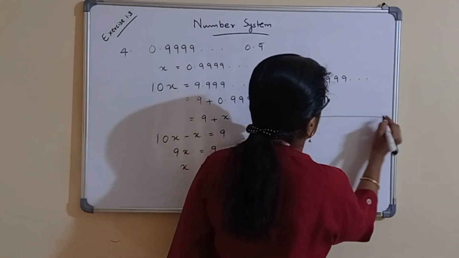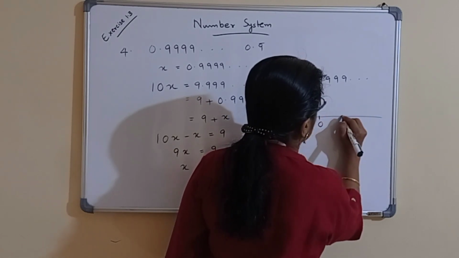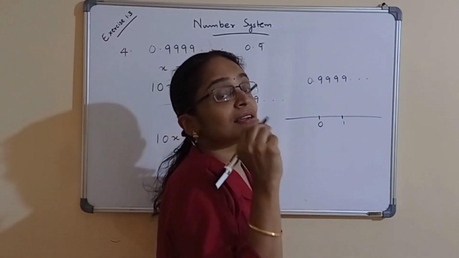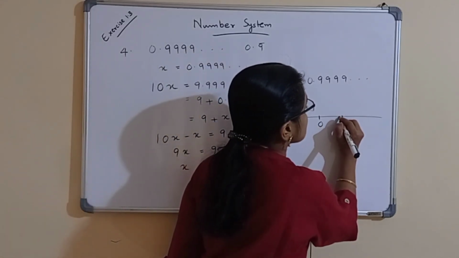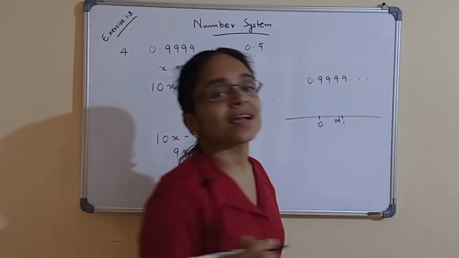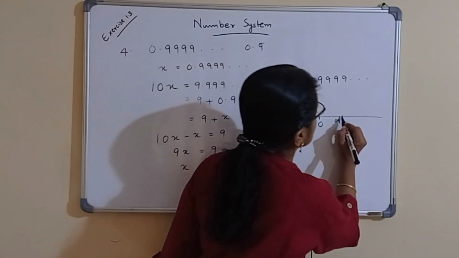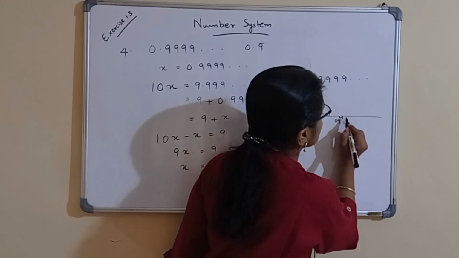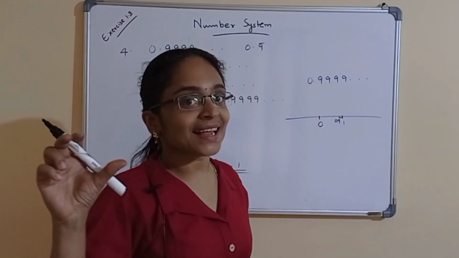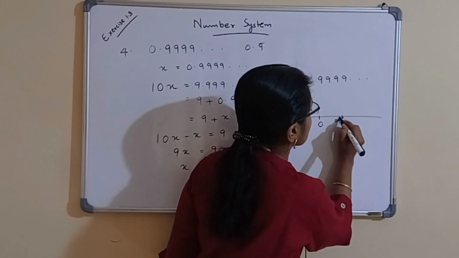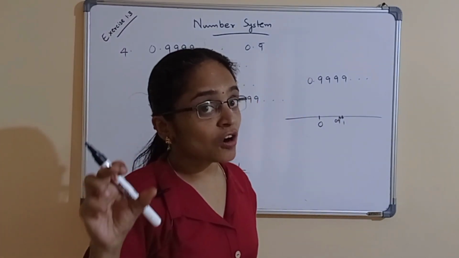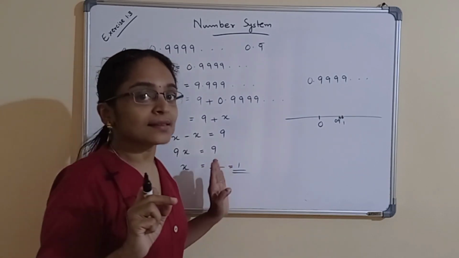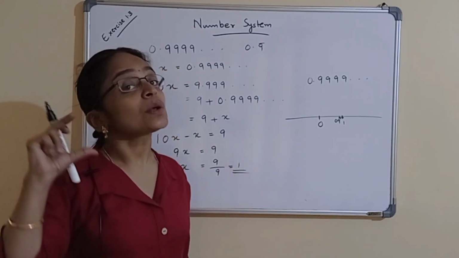If we draw a number line and we have 0 to 1 here, and let us say this is 0.9 and 0.999 etc. As it is going like this, 0.9999 etc. is nearing 1, right? So we can approximate it to 1. And what we are getting here is this answer, that is, it is 1.